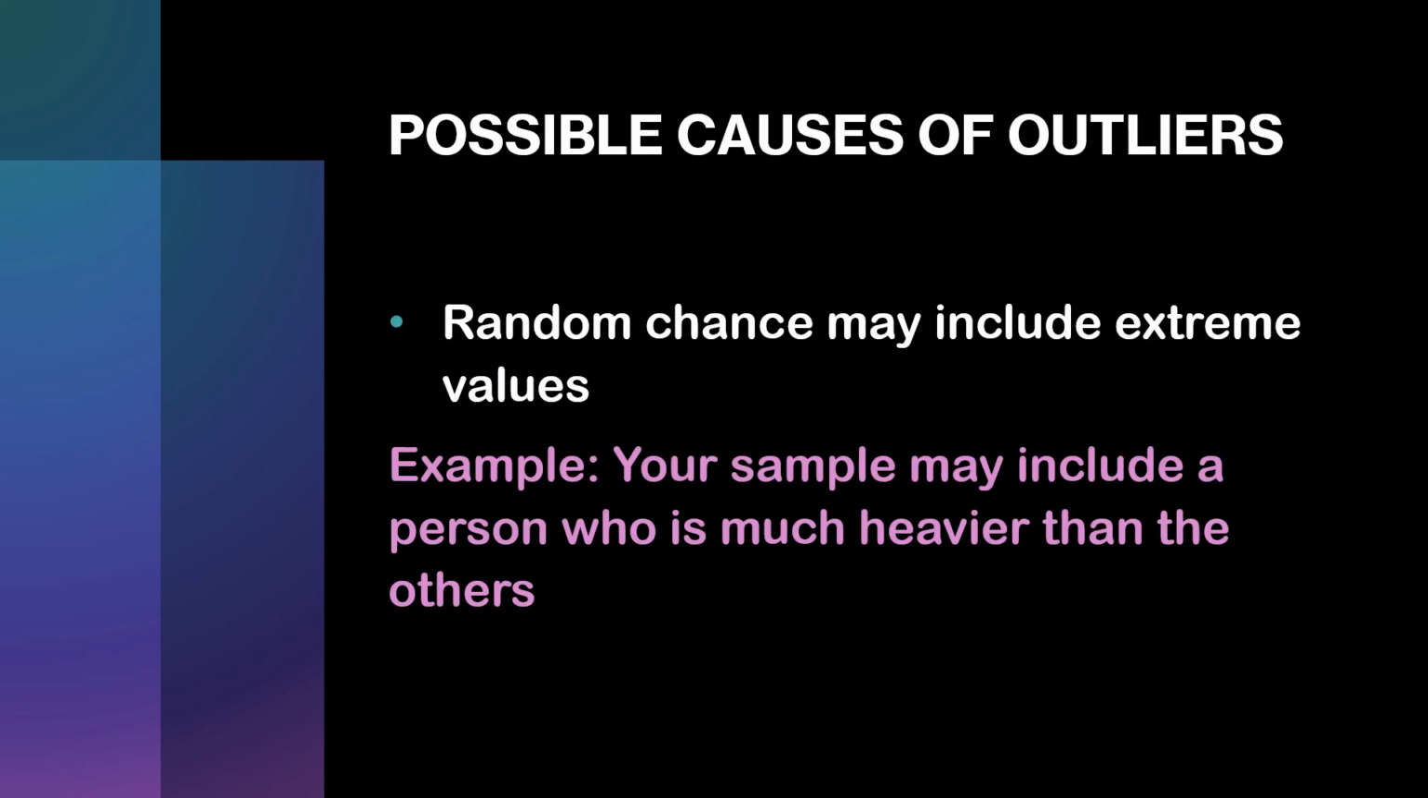Another possible cause of outliers is random chance, which may include extreme values. To illustrate this, let us go back to the original example wherein you committed an error in data entry of the 30th participant's weight. You wrote there 5.25 kilograms. You realize that this is an impossibility, therefore, you try going back to your original 30th participant, but it's no longer possible to do so.